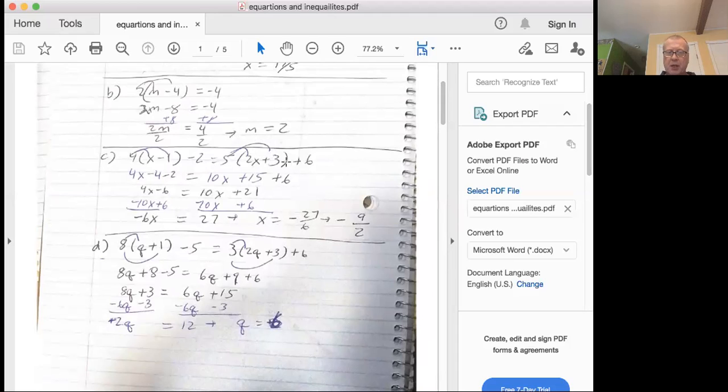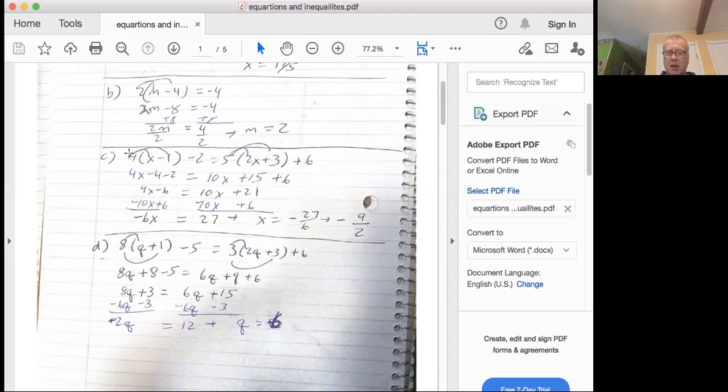Now, to check this, we would put 2 in for m. If I put 2 in for m and follow the order of operations, in the parentheses, 2 minus 4. 2 minus 4 is negative 2. Then I multiply with the 2, and that gives us minus 4. Minus 4 equals minus 4. So the equation checks.